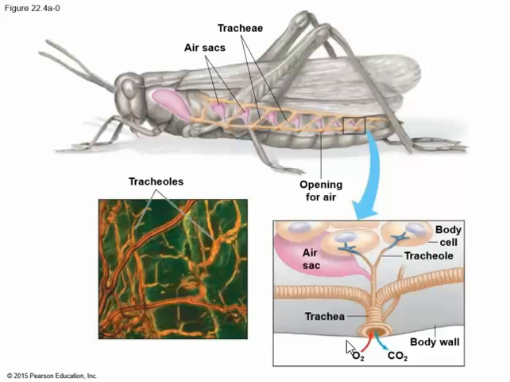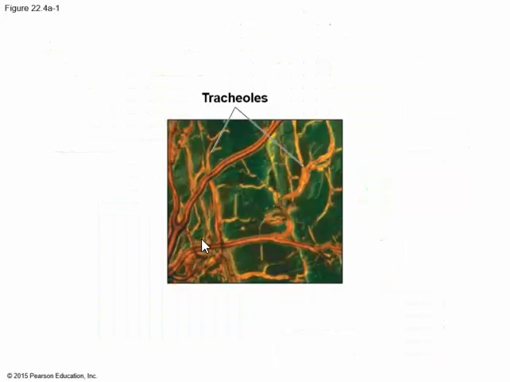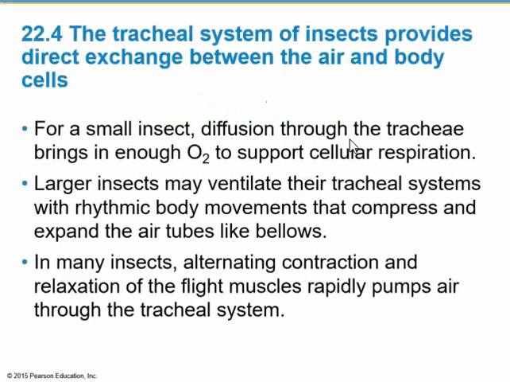So there are spiracles. These are the openings on the body wall, leading to air sacs and tubes with increased branching. The smaller tubes are called tracheoles. And they look something like that in the microscope. This is the tracheal system of a grasshopper, for example. That's what it looks like. Now, for very small insects, these little tubes bring in enough oxygen and get rid of the carbon dioxide quite well. So their cellular respiration is not compromised by lack of oxygen.